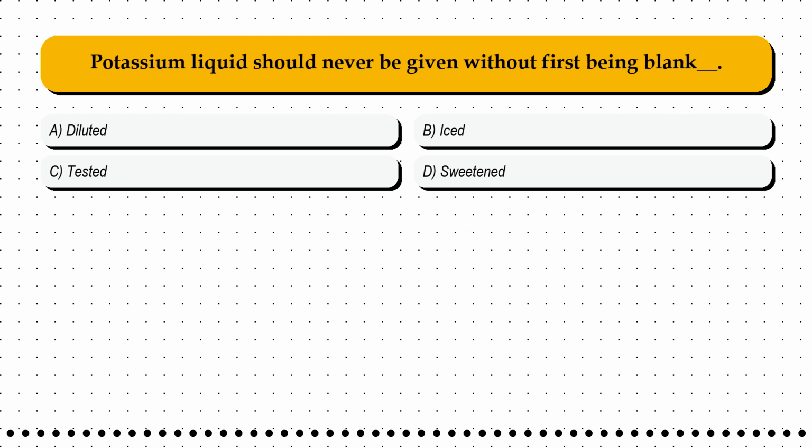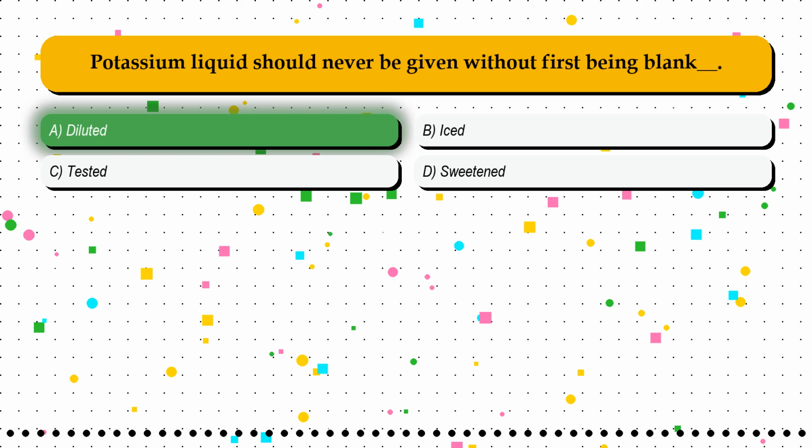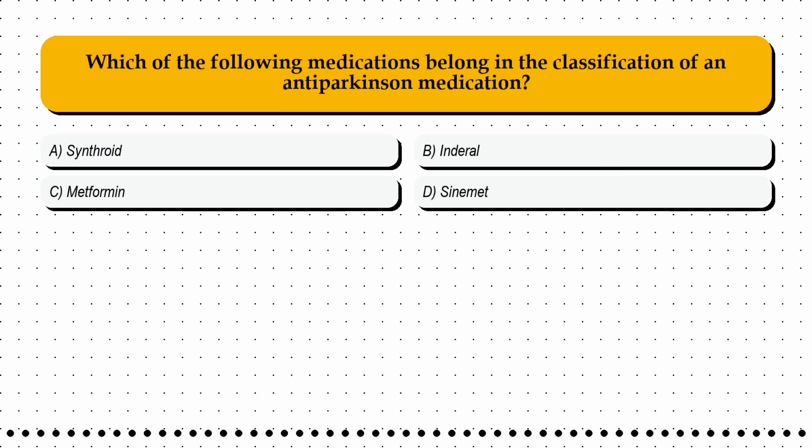Question 310. Potassium liquid should never be given without first being blank blank. Option A, diluted. Option B, iced. Option C, tested. Option D, sweetened. The correct answer is option A, diluted.